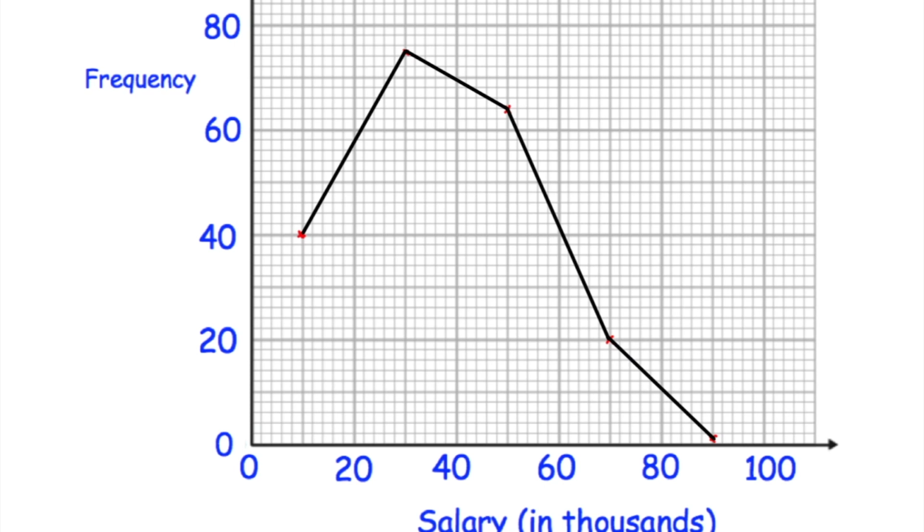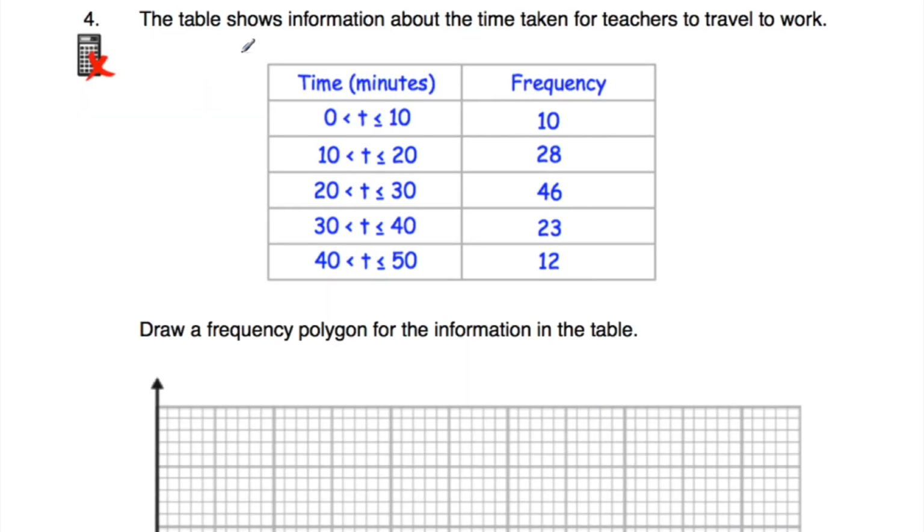Okay, let's have a look at our next question. Question number 4 says the table shows information about the time taken for teachers to travel to work. So we've got the time taken in minutes. So 10 teachers take between 0 and 10 minutes, 28 teachers take between 10 and 20, 46 between 20 and 30, and so on. And we've been asked to draw a frequency polygon to show this information.